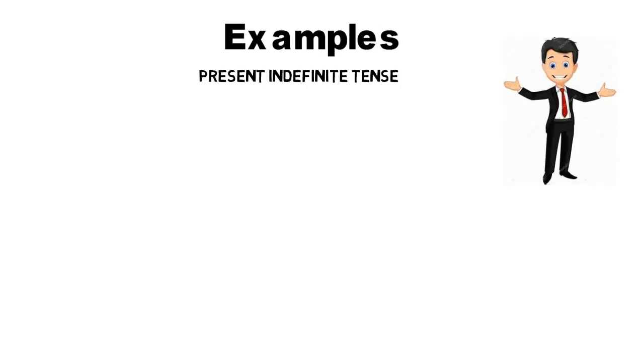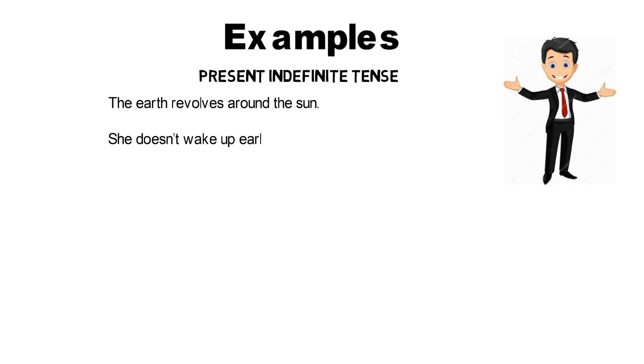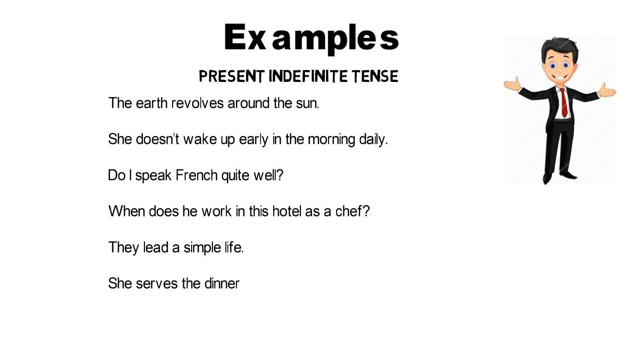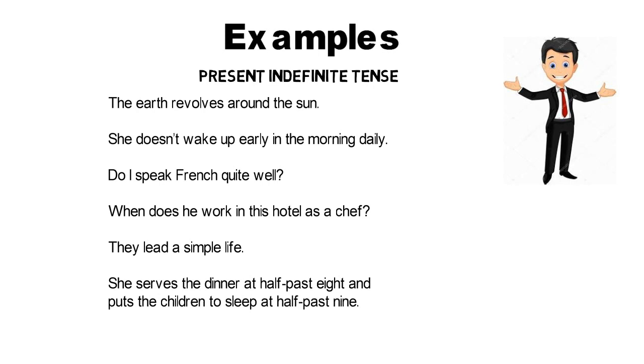Here we have some examples of present tense. The examples for present indefinite tense: the first, present simple: The earth revolves around the sun. Negative: She doesn't wake up early in the morning. Interrogative: Do I speak French quite well? WH: When does he work in this hotel as chef? They lead a simple life. She serves the dinner at 8:30 and puts the children to sleep at 9:30. These all are the examples of present indefinite tense.